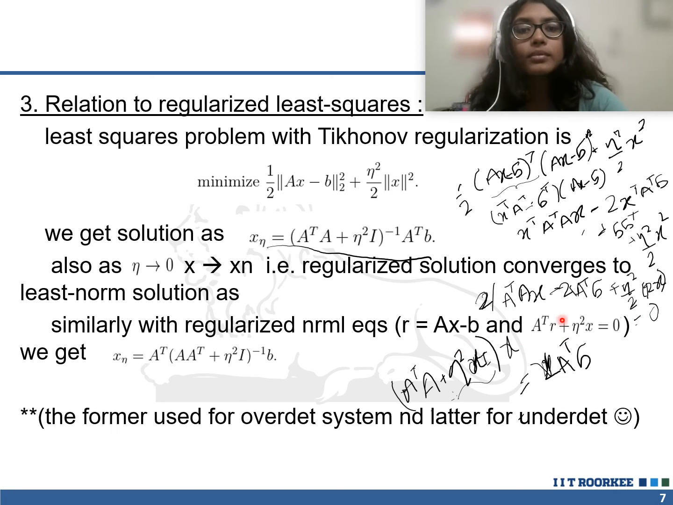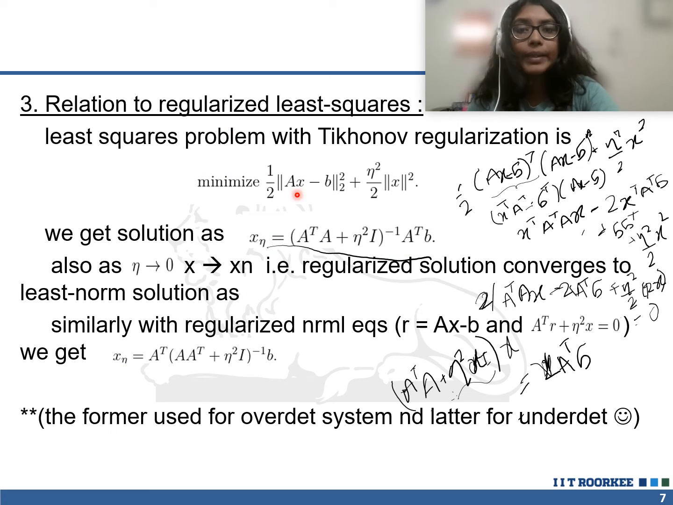If we manipulate these both and solve, we will get x equal to this. See, there is this r, right? Put this r over here, and then you will get the equation for x: A transpose Ax minus A transpose b plus η²x. You can actually see it. We will get x equal to the former expression.